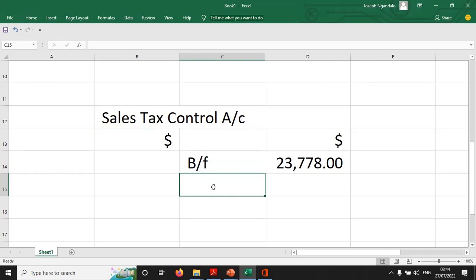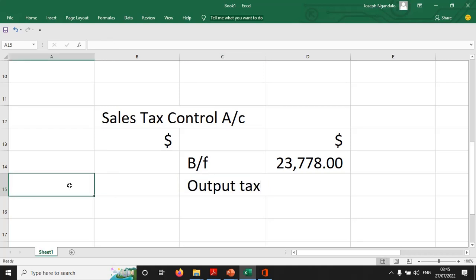Ladies and gentlemen, on this side, we have got sales tax. We have got actually output tax, right? Output tax. What about on this side? Input tax.